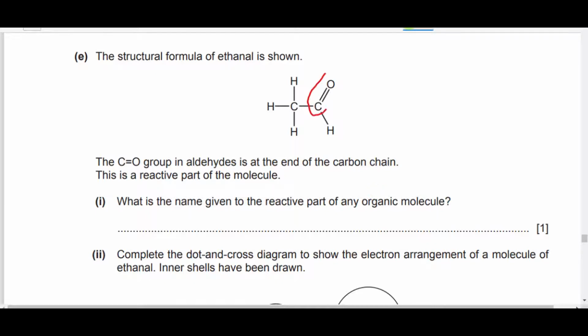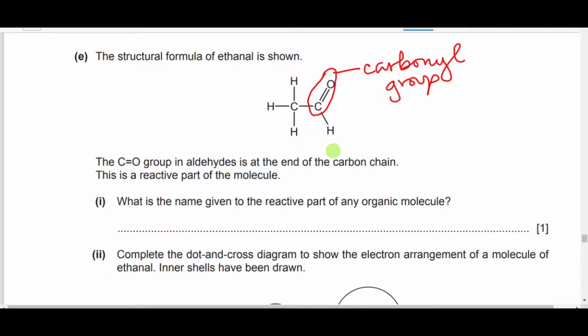The next question says the structural formula of ethanal is shown, right? The C double bond O. This is known as a carbonyl group. The C double bond oxygen is known as a carbonyl group, right? We're told that the carbonyl group in aldehydes is at the end of the carbon chain. Exactly. That's very, very correct.